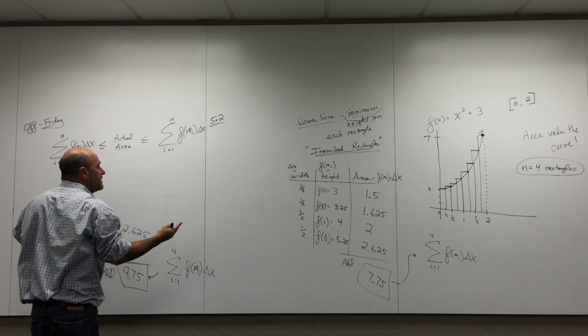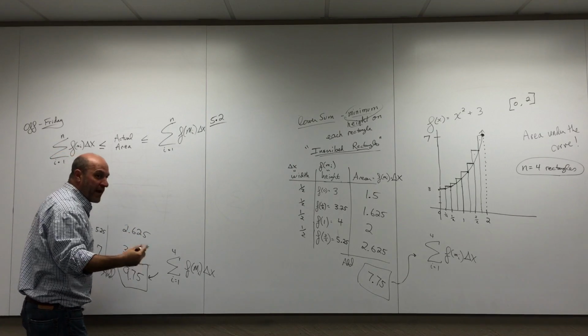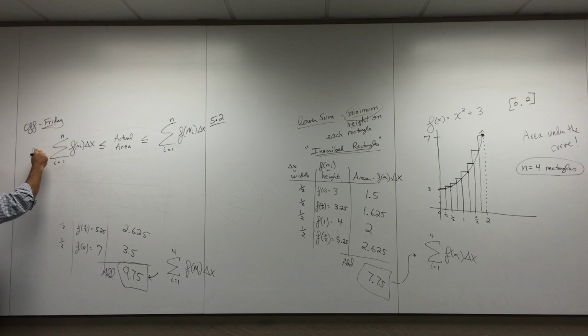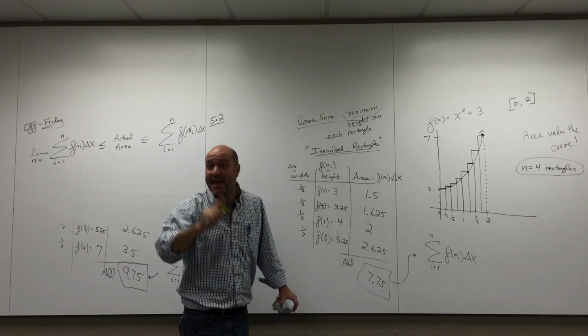You ready for this? Here's the kick. Here's the idea. You want me to do more and more and more rectangles? Here's how you do it. You take the limit as n goes to, how many do you want to do? Whatever number you say, when you say do 64 rectangles, that's pretty good.